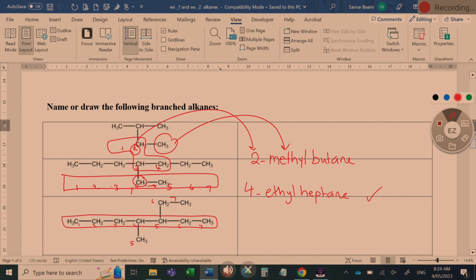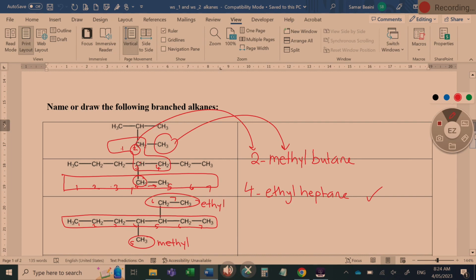So how many side chains do I have now? 2. 2 branches. 1, 2. What's the name of this one? Methyl. And what's the name of this one? Ethyl. Can I ask a question? Of course. Is it going to be 4 methyl, 5 ethyl heptane?